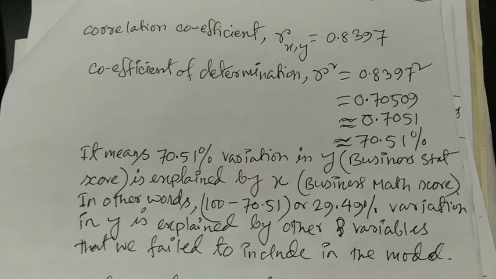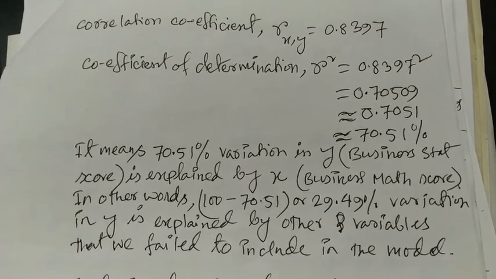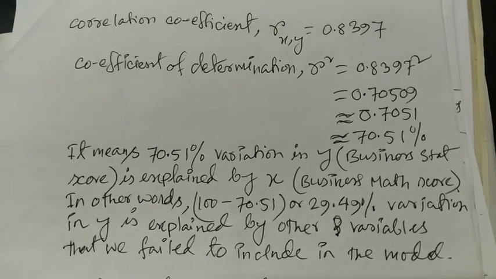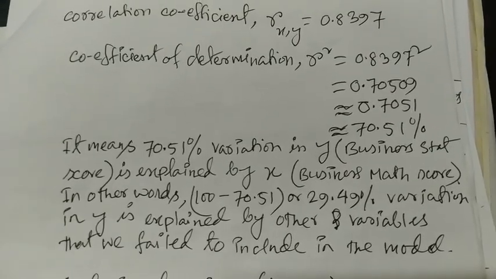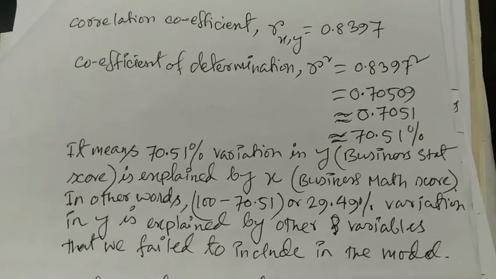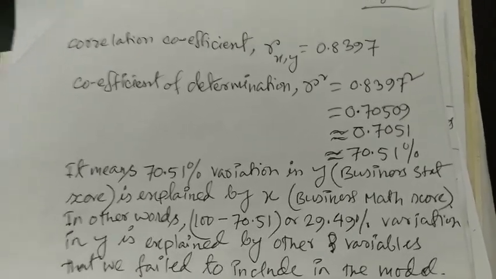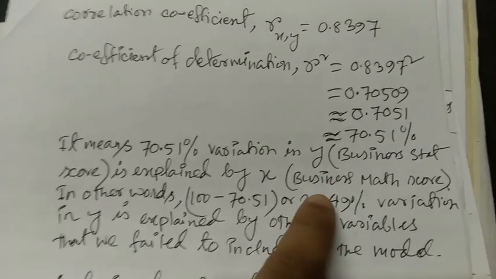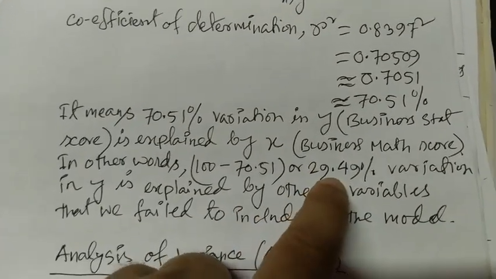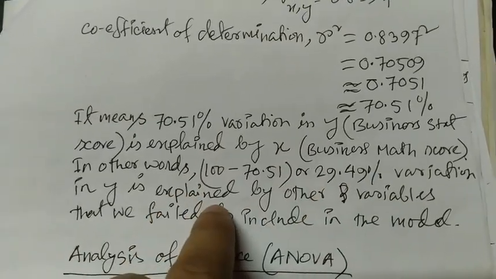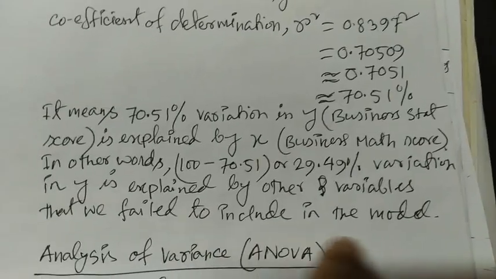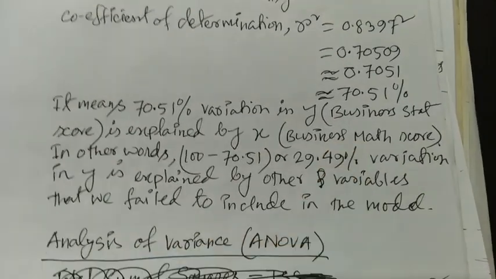And if a student regularly studies 1 hour or 2 hours for the course, he or she will perform better. There are other factors that may influence the business stat score. That means the business math course cannot be the only factor. So 29.49% variation in y is explained by other variables that we failed to include in the model. We have only included the business math score.